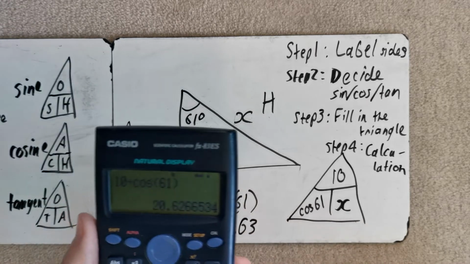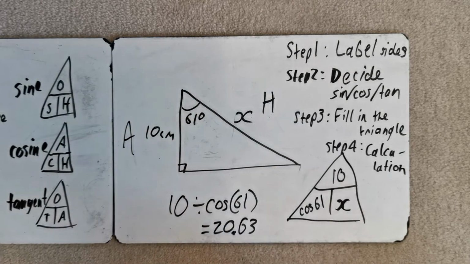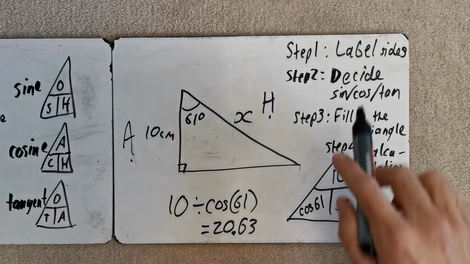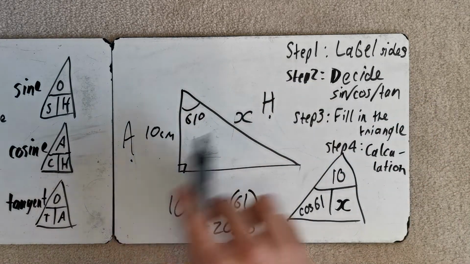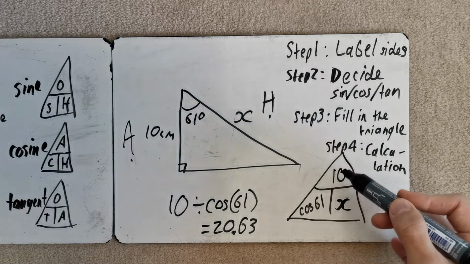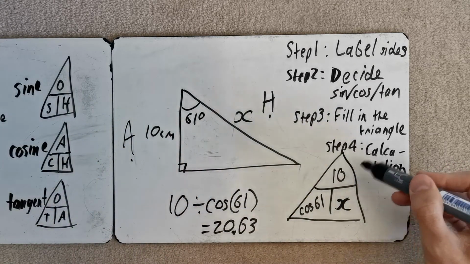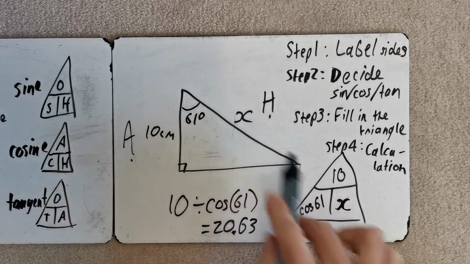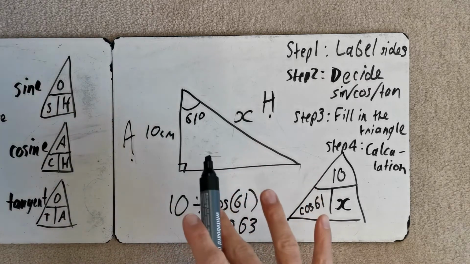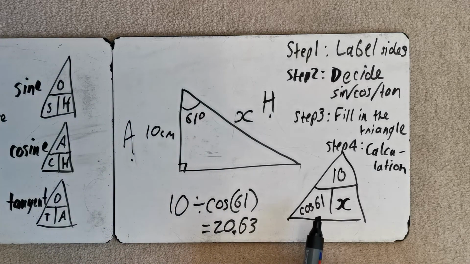What does that mean? What does 20.63 mean? Okay, what was the object of the question? We were trying to find out what x is. So what did we do? Let's have a look. We labelled the sides first of all, A and H. And we decided if we're using sine, cos or tan. We got A and H, cos is A and H. We filled in the triangle, so we saw the A here, we plugged it into the triangle. We saw the H, we plugged it into the triangle. And we saw the C there, and whatever's on this corner will always be with the angle. So we've got cos 61 there.